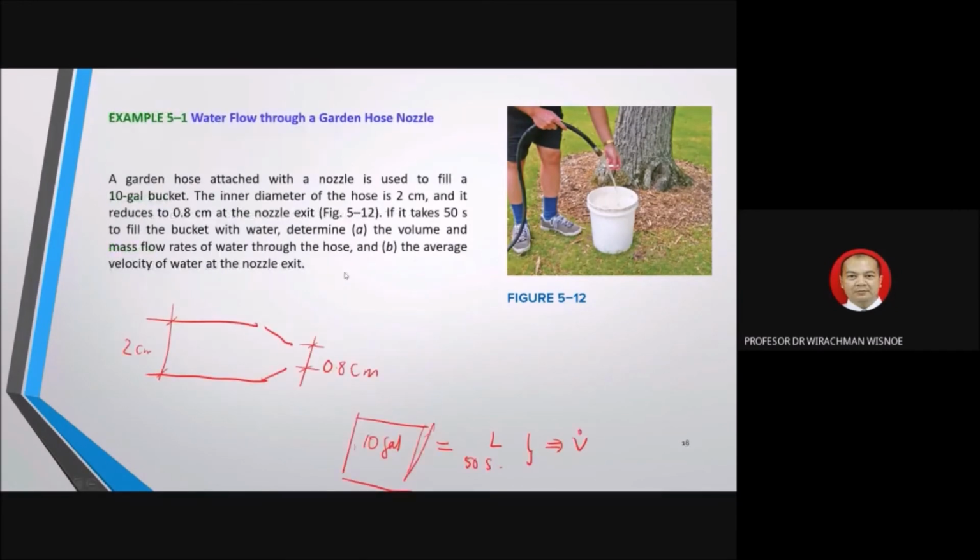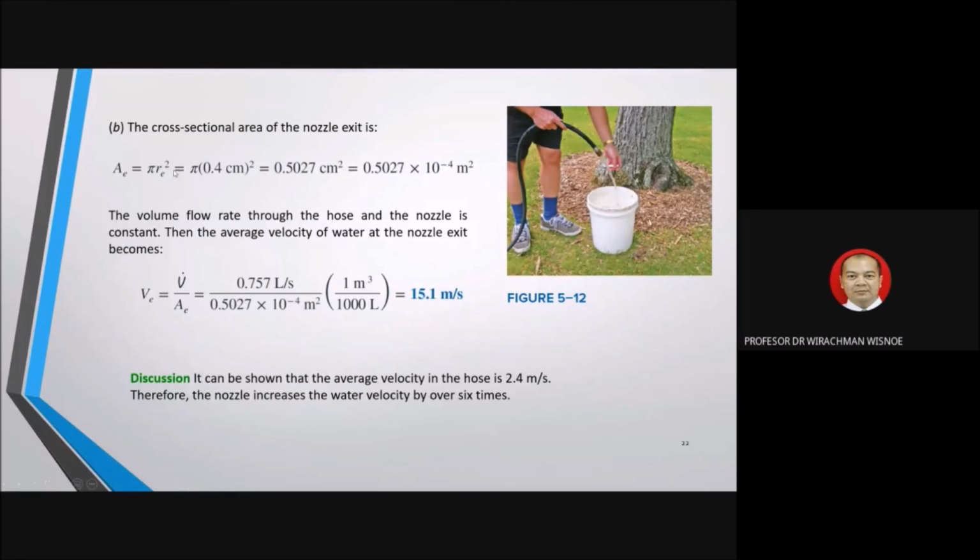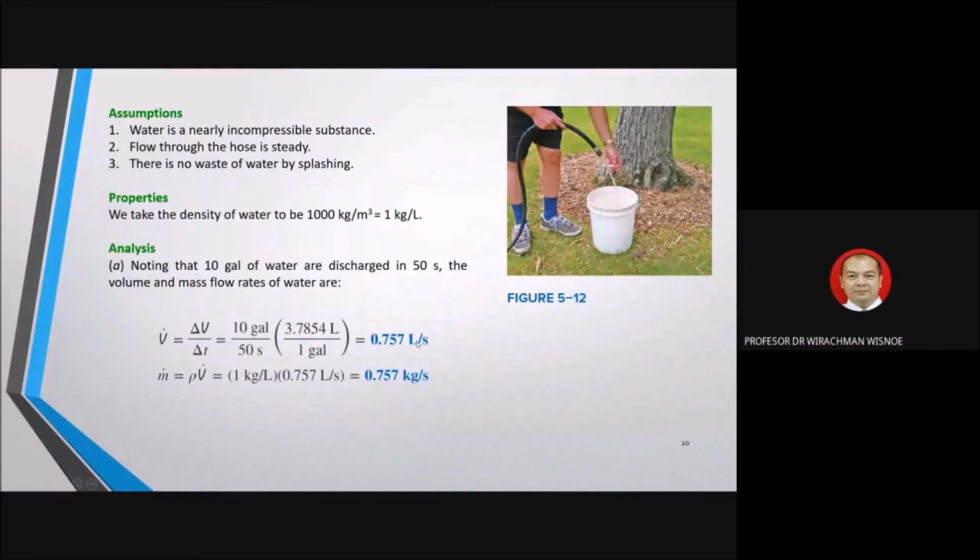Now the second question. What is the average velocity of water at the nozzle exit? If this is V1 and here is V2, to find the answer, you need to calculate the area of the nozzle. We have the diameter 0.8, so the radius is 0.4 centimeter. So you need to convert this to meter. You divide by 100. So you have this meter square. And then we have the previous one, 0.757 liter per second.